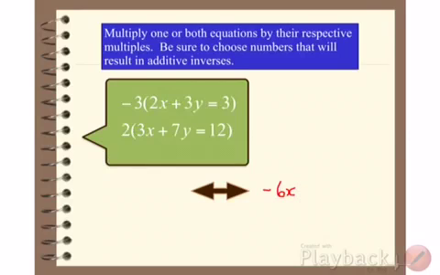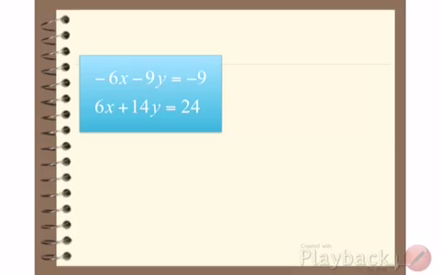Okay, so negative 3 times 2x is negative 6x, plus, sorry, not plus, because the negative has to come inside the bracket, so negative 3 times positive 3y is negative 9y, is equal to, and negative 3 times 3 is negative 9. The bottom equation is going to become 2 times 3 is 6x, 2 times 7y is plus 14y, is equal to 2 times 12 is 24.